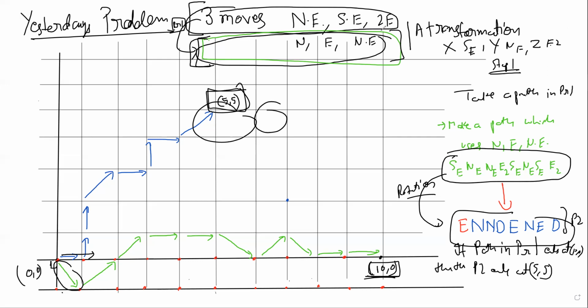Why is it ending at 5 comma 5? Because you can see I showed in one example that it ended at 5 comma 5.